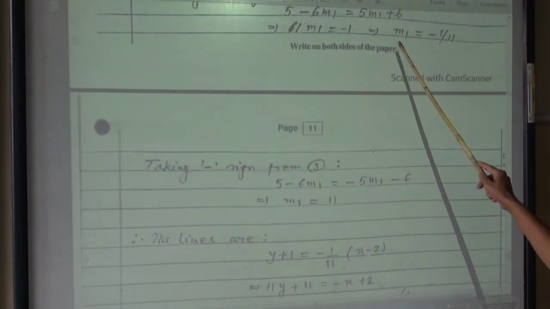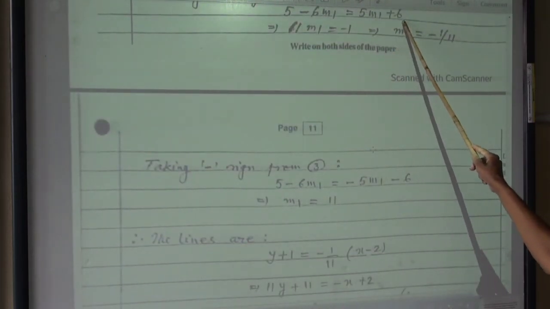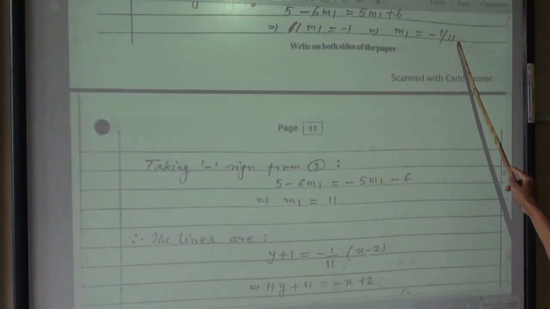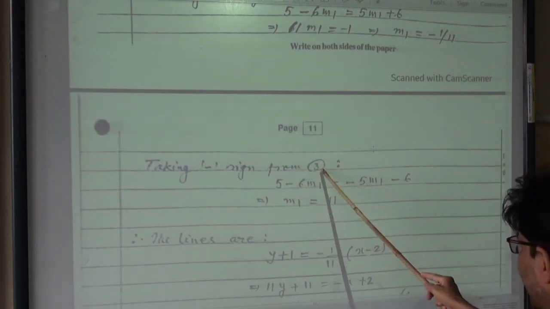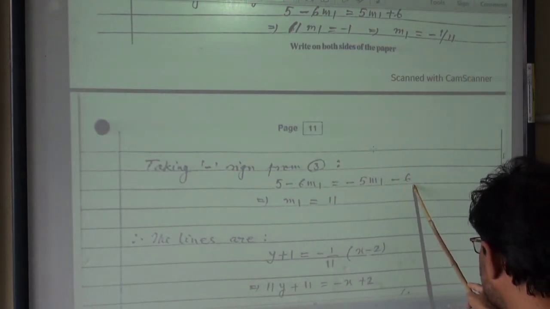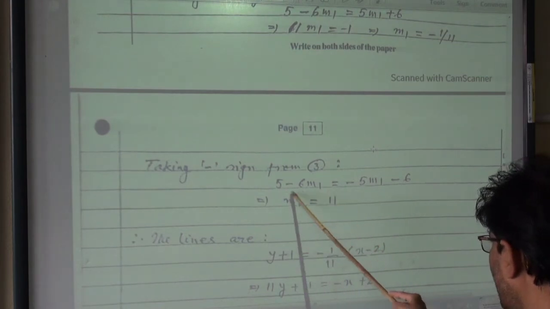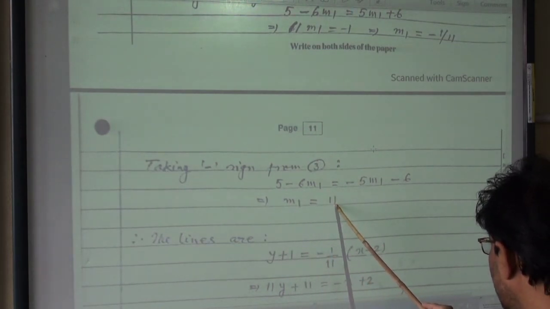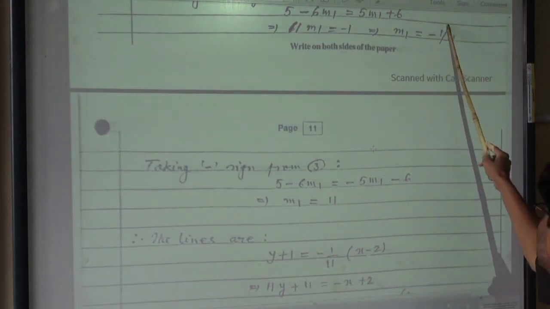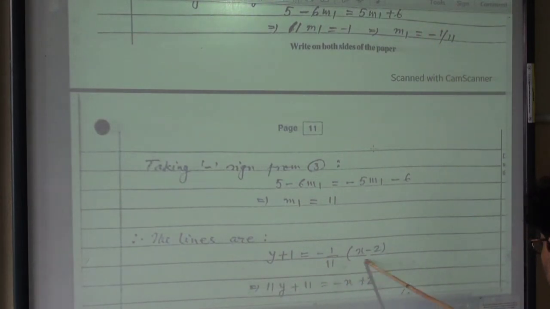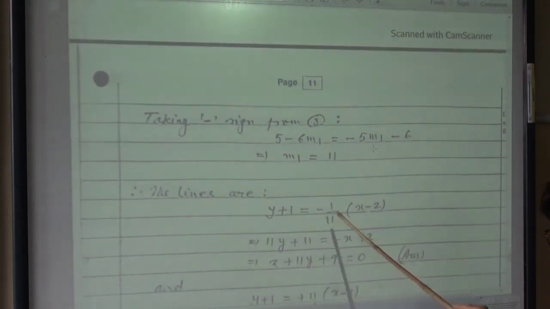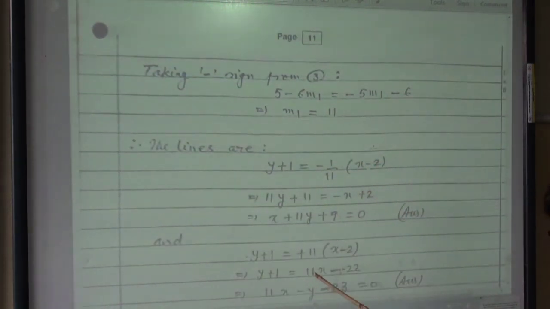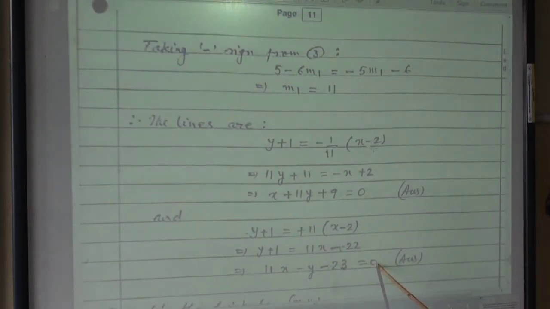By taking plus on the right side, I have got the value of m1 as minus 1 by 11. By taking minus on the right side, I have got this. By simplifying, I have got the value of m1 as 11. So if the m1 value is minus 1 by 11, the equation will be this. By simplifying, you will get this one. And if the value of m1 is 11, then the equation will become this. Simplify, and the equation will become this.